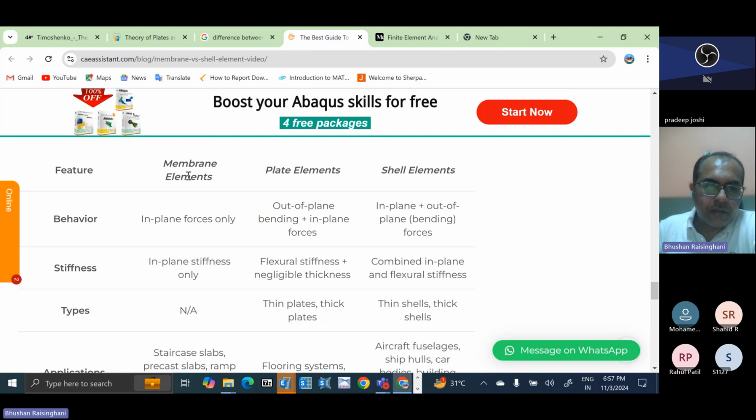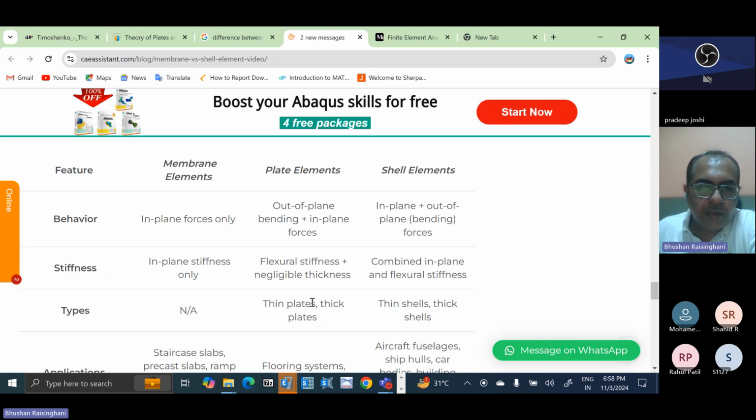So membrane element, the behavior is in plane forces only, in plane stiffness only. Okay. Now plate element: out of plane bending plus in plane. Both are there. So in plane is there. Membrane action will be there in the plate element. But out of plane forces are also there. So out of plane bending plus in plane forces. Flexural stiffness plus negligible thickness. So thickness is very negligible in this particular case.